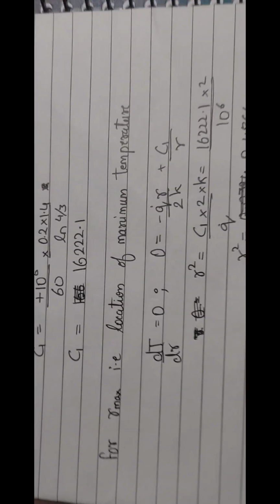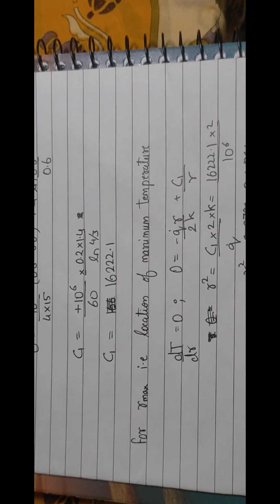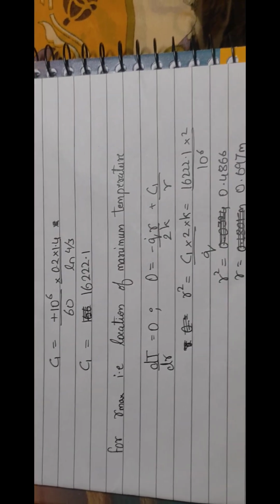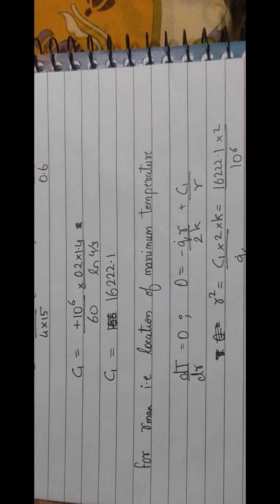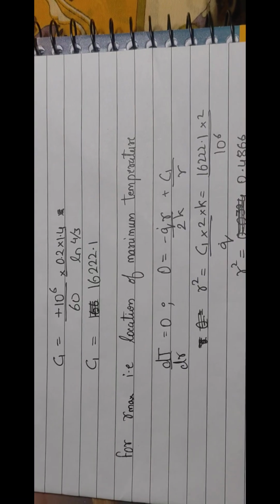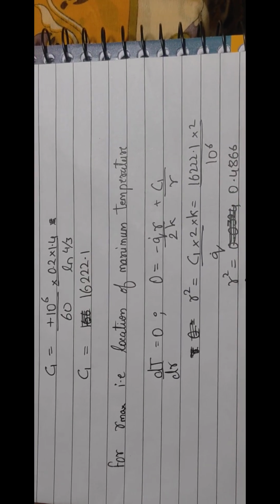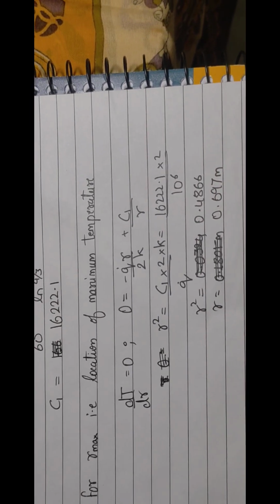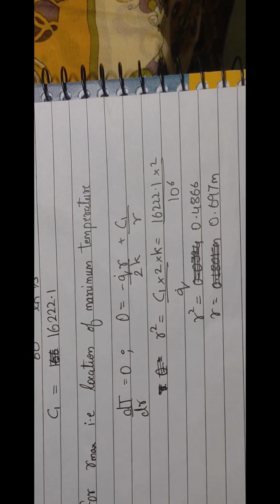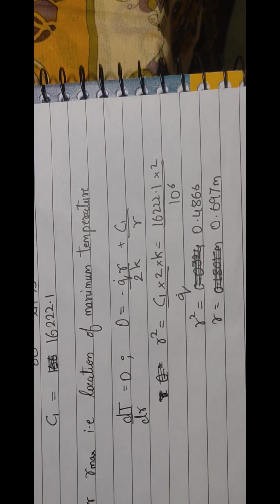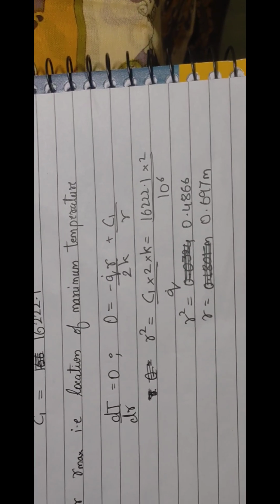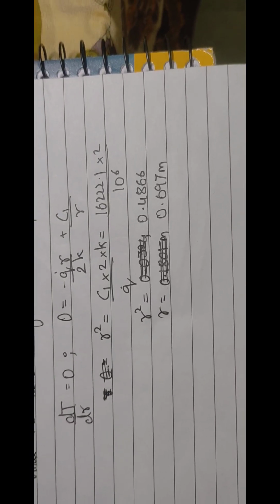So again substituting for Rmax, that is the location of maximum temperature, we only need C1. So when we substitute the value of C1 in dT by dr equal to 0, we get this equation. R square becomes C1 into 2 into K by Q, and upon substituting all the terms we get that R is equal to 0.697 meters.